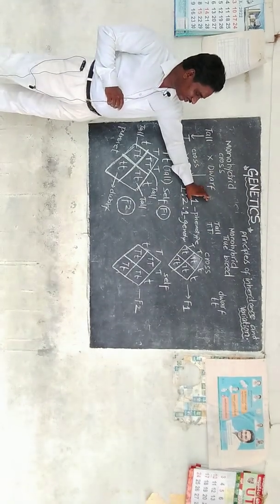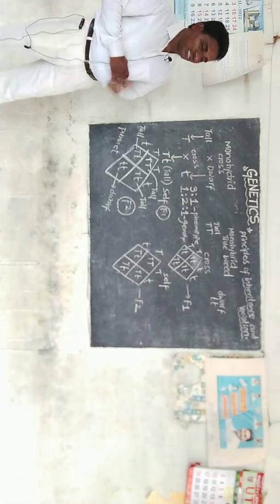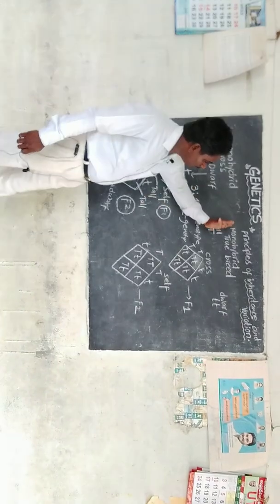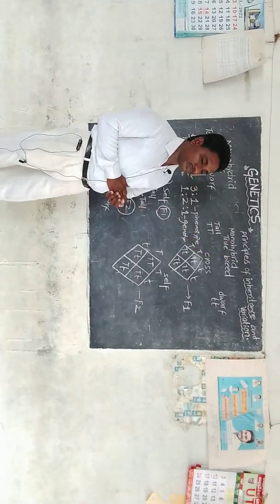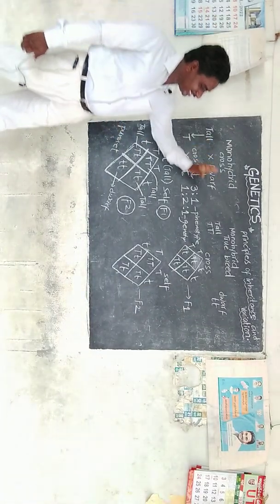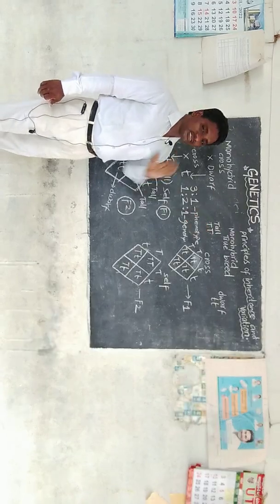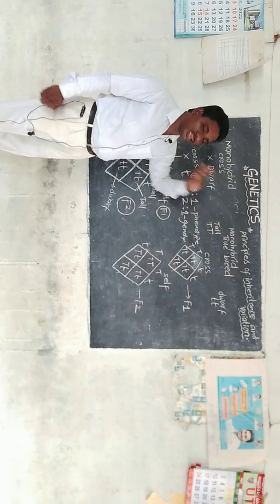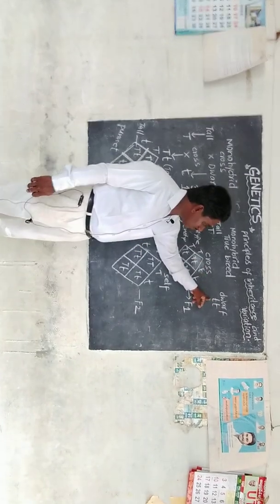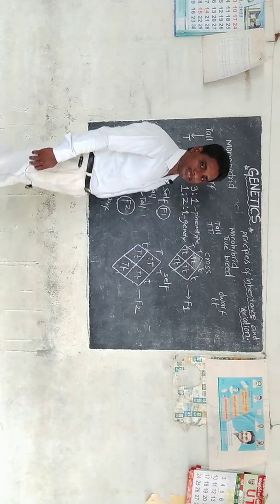So this is the phenotype ratio, and this is the genotype ratio. After observing this, Mendel proposed the monohybrid true breed, that means each having only one allele. But here he took two alleles. Capital T is responsible for the tallness of the plant, and small t is responsible for the dwarfness of the plant.